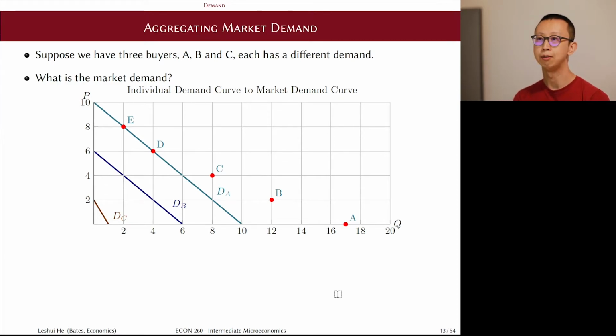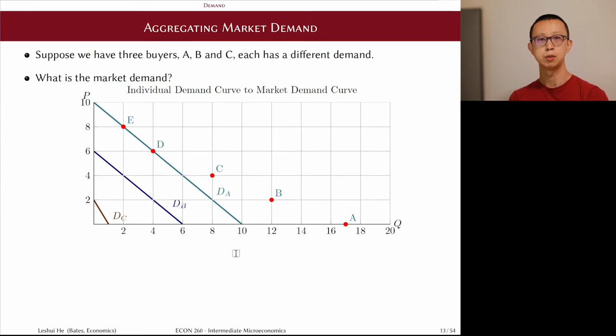Let's say we have 3 different individual demand curves. Imagine this as demands for 3 different people, 3 different groups, 3 different towns, and we want to aggregate them up into one demand curve that represents all three of them together. So on this graph, we have demand from group A or person A here, demand for B here, and demand curve for C down here.